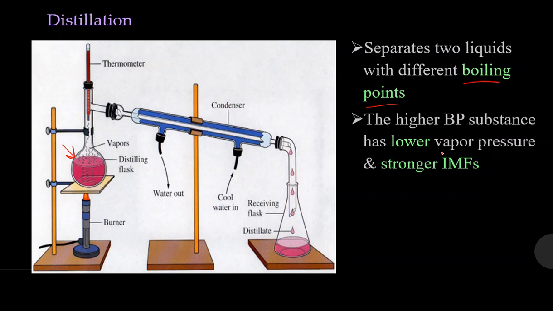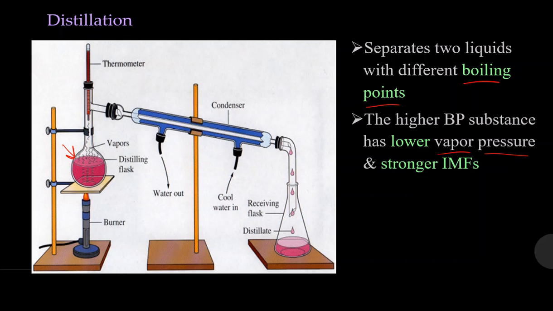Now, remember, vapor pressure plays a role because every liquid has a certain amount of vapor pressure on top of it. The one with a lower vapor pressure obviously has a higher boiling point and stronger IMFs. Remember that a liquid does not boil until the vapor pressure equals the atmospheric pressure. That's the definition of the boiling point: the temperature at which the vapor pressure is equivalent to the atmospheric pressure.